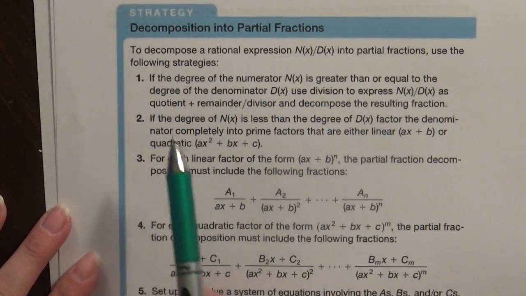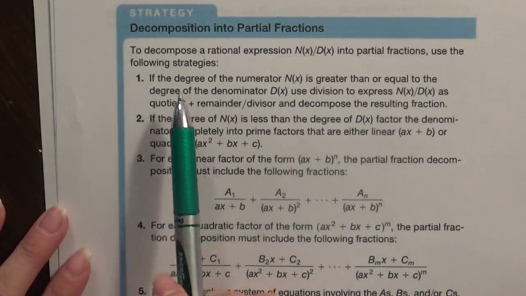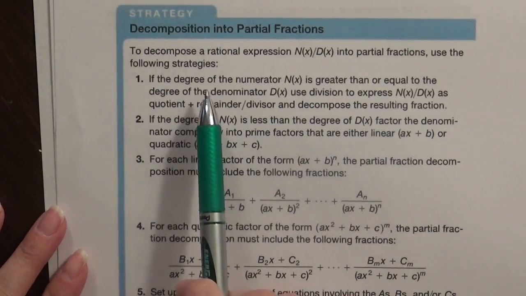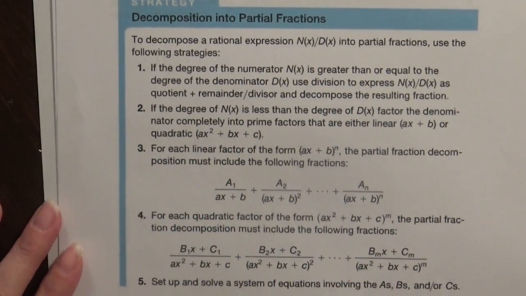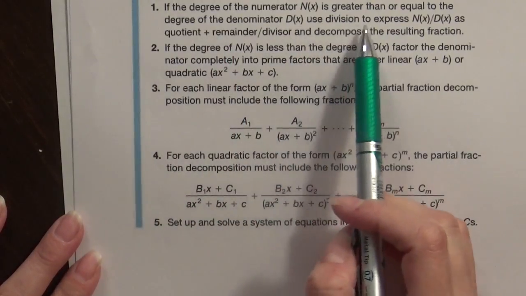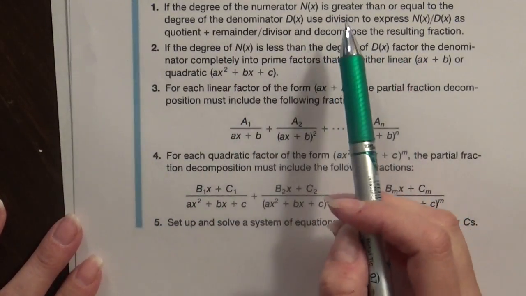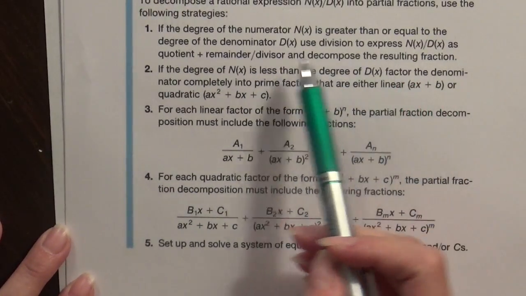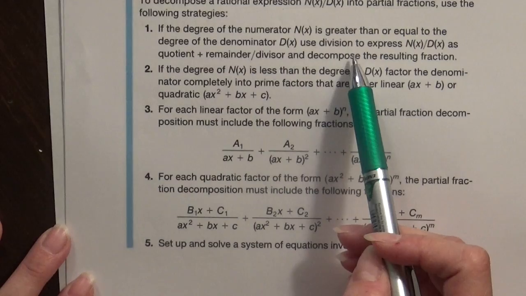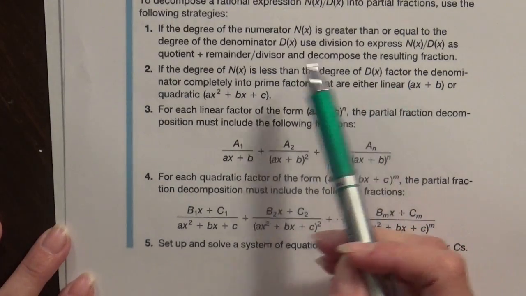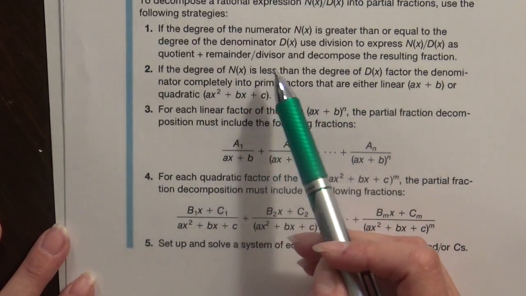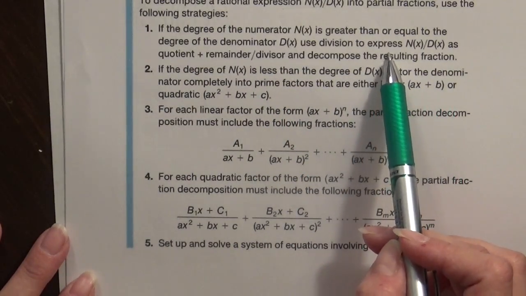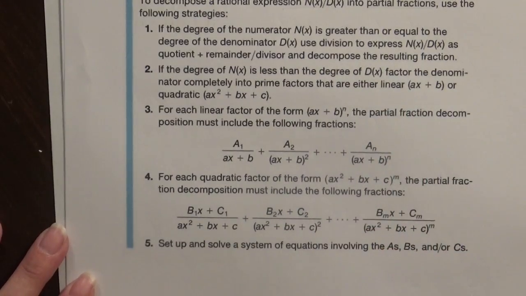So for decomposition into partial fractions, to decompose a rational expression N of x over D of x into partial fractions, use the following strategies. First, if the degree of the numerator is greater than or equal to the degree of the denominator, use division to express your fraction as the quotient plus the remainder over the divisor and decompose the resulting fraction. We're not going to do one like this today, but it will come up a little bit later.